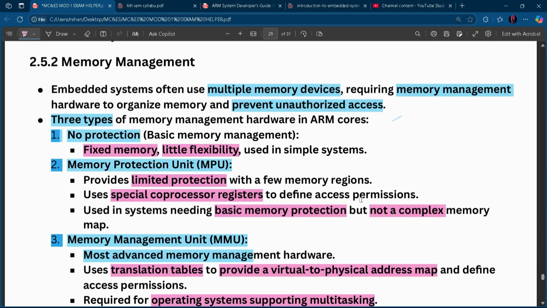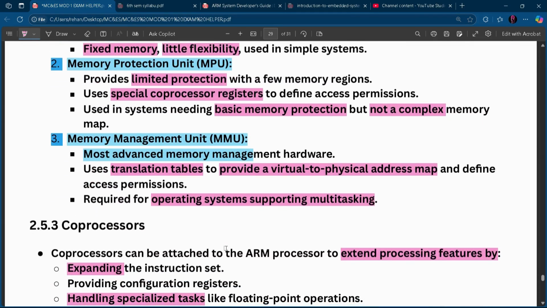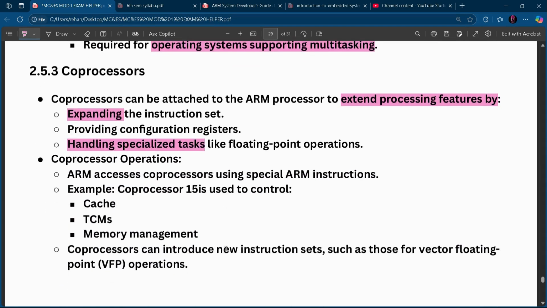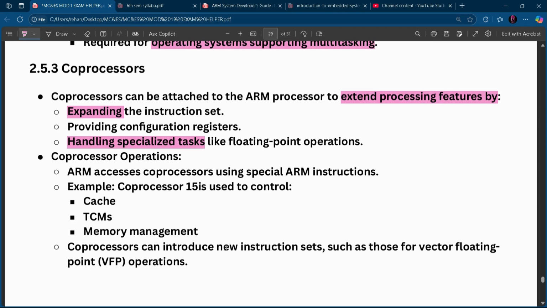Then you have the memory management unit. It is the most advanced memory management hardware. It uses translation tables to provide virtual to physical address mapping, and it defines access permissions. It is required for operating systems supporting multitasking. Finally, coprocessors. They are attached to the ARM processor to extend processing features by expanding the instruction set, providing configuration registers, and handling specialized tasks.